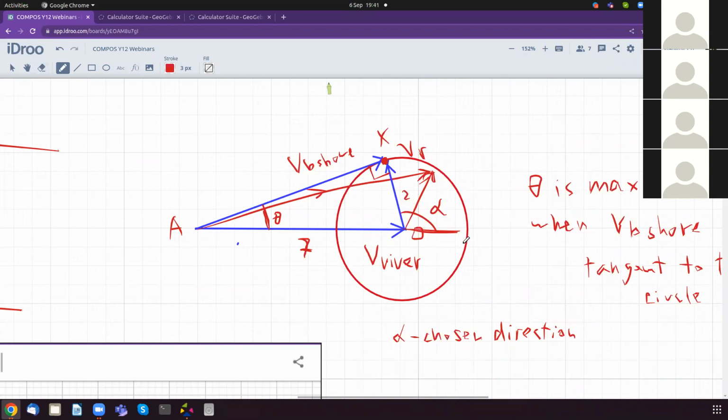Please mind that they're asking how you should direct the boat, and so theta is how the boat would actually go, and alpha is your chosen direction.